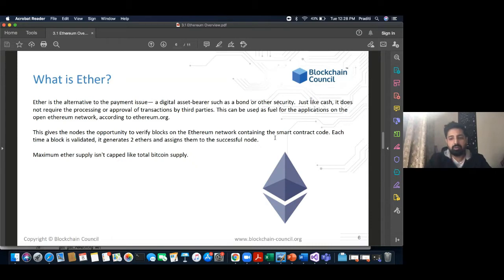I'll show you how this fuel is actually being used and how we calculate the pricing of every transaction on the network. This gives the node the opportunity to verify blocks on the Ethereum network containing smart contract code. Each time a block is validated, it generates 2 ethers and assigns them to the successful node. That is nothing but the block reward. Maximum ether supply isn't capped like the Bitcoin supply at 21 million Bitcoins.